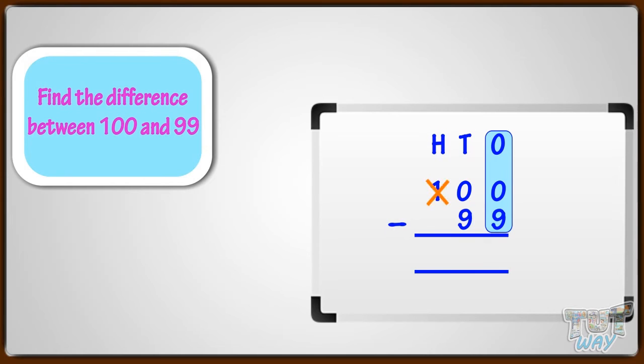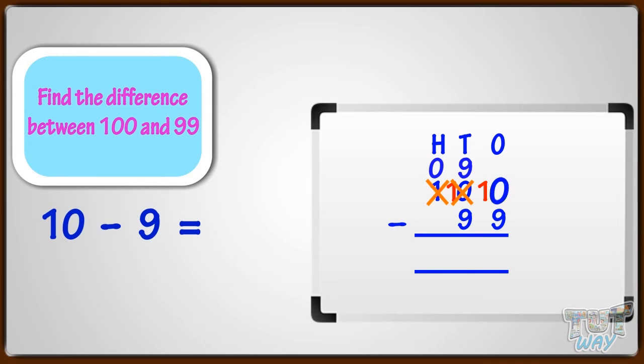Cross out 1 and make it 0. And give 1 borrowed to 0 at tens place. Now cross out 10. Make it 9. And give 1 to 0 at ones place. Now we have 10 at ones place. So we will subtract 9 from 10. We get 1. Now write 1 below ones digit numbers.